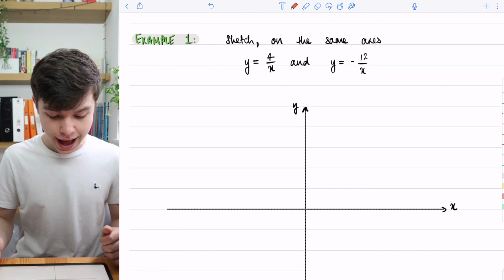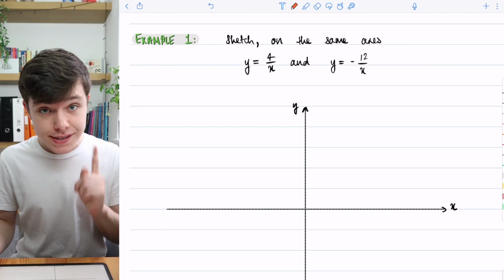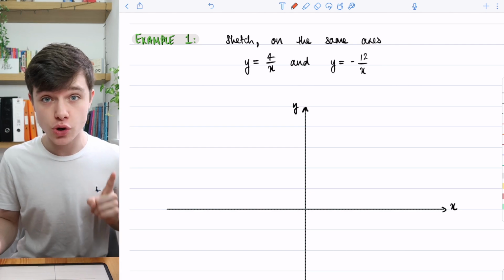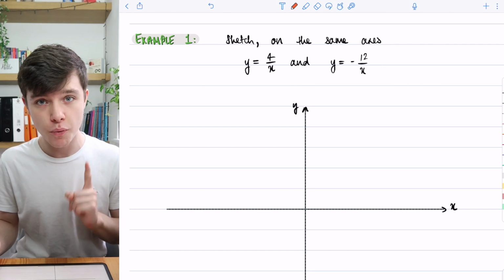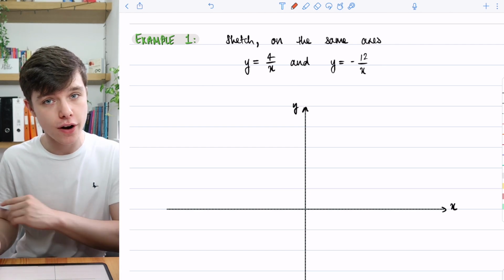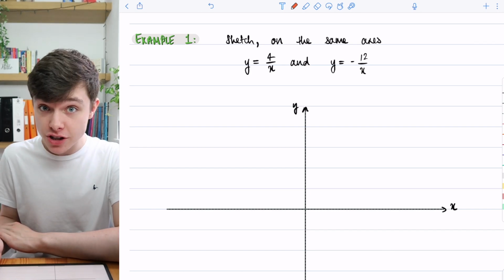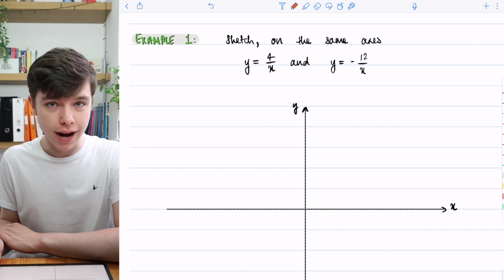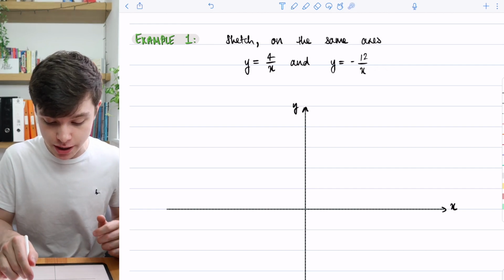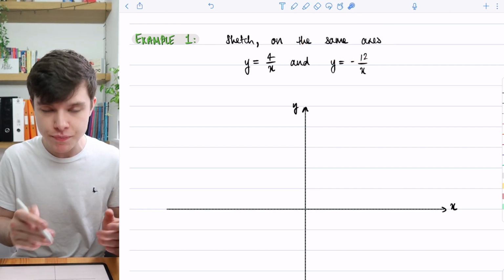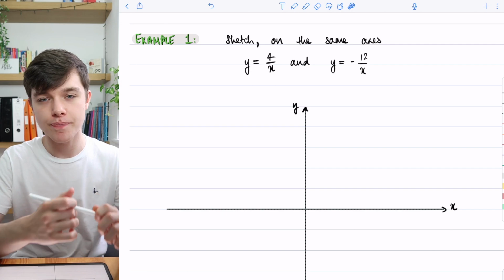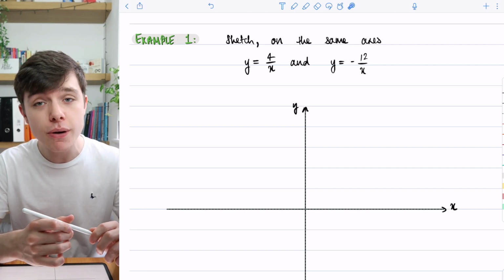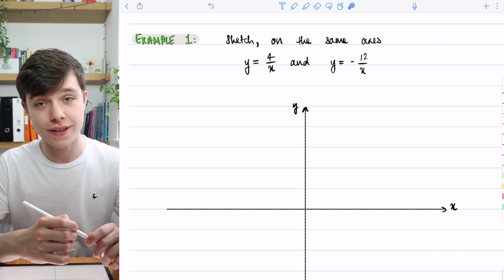Okay, let's have a look at the first example. On the same axes, we want to sketch y is equal to 4 over x and y is equal to minus 12 over x. So we're going to have the general shape of both graphs as long as you get the scaling correct, because we want to do them on the same axes here, so make sure they look right together. So pause and have a go if you want to, then press play and we'll work through the answer.